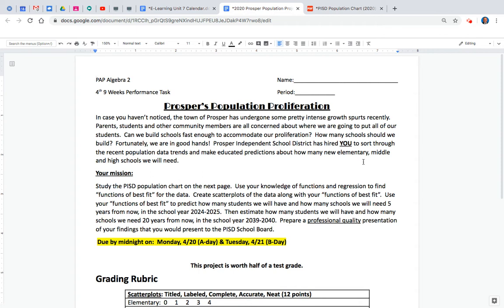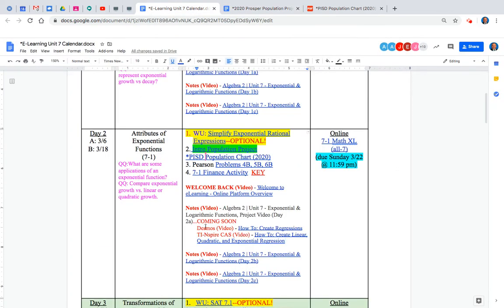Use your knowledge of functions and regressions to find the functions of best fit, so the line of best fit. We've done that with linear regressions and with quadratic regressions. I'm going to include in this video some examples of how you can use quadratic, linear, or even exponential regressions with a calculator. I've also attached links in the calendar for Desmos and Nspire showing how to do this. I just wanted to put it all in one video.